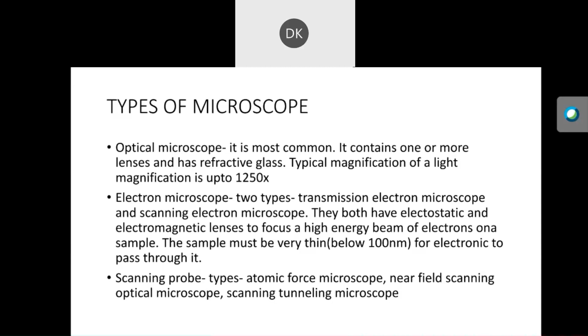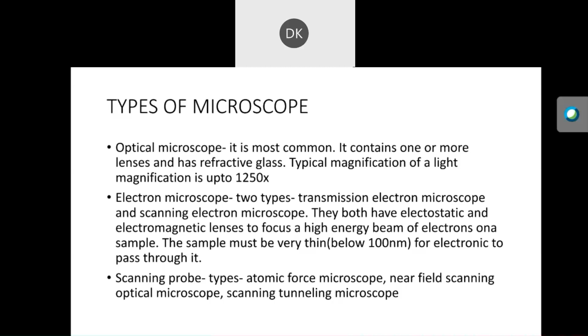Electron microscope. Two types: transmission electron microscope and scanning electron microscope. They both use electrostatic and electromagnetic lenses to focus a high energy beam of electrons. The sample must be very thin for the electrons to pass through it.